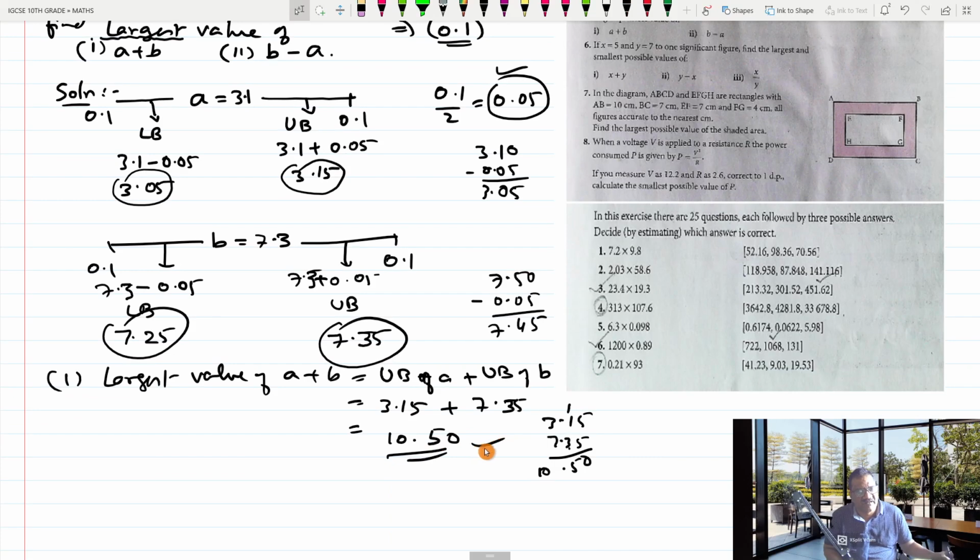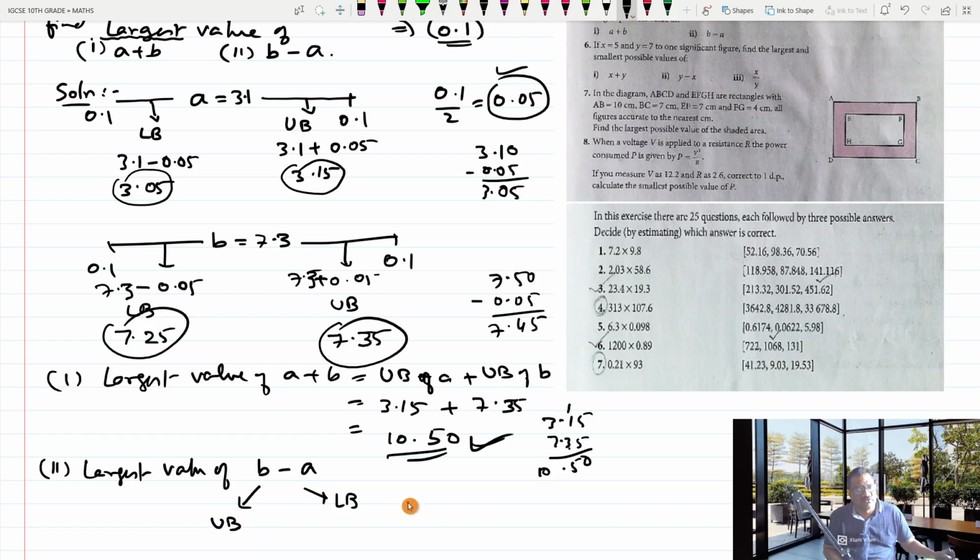Now the second part of the question is, you have to find the largest value of b minus a. For the largest value of b minus a, b should be taken as the upper bound and a should be taken as the lower bound. This will give you the largest value.